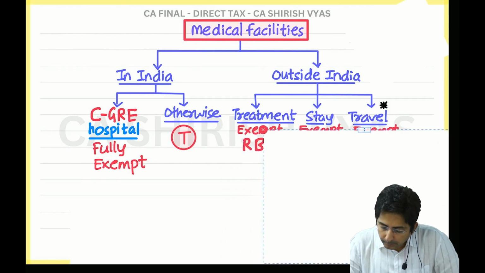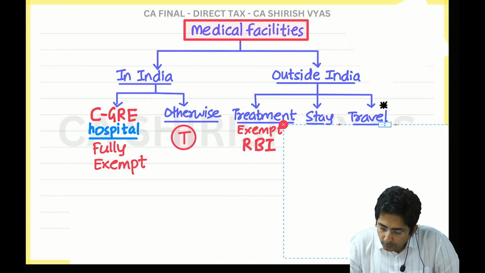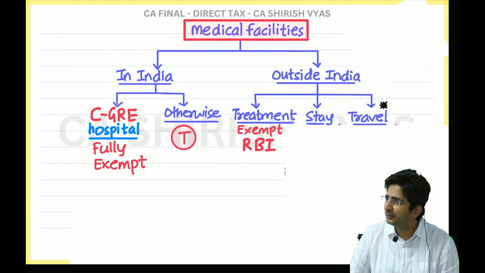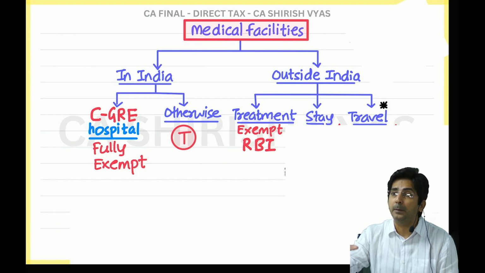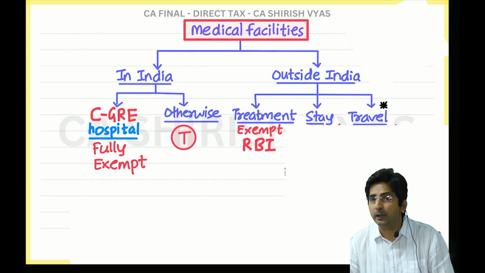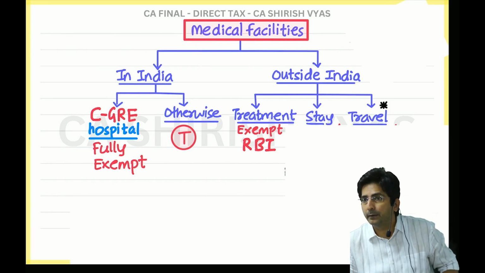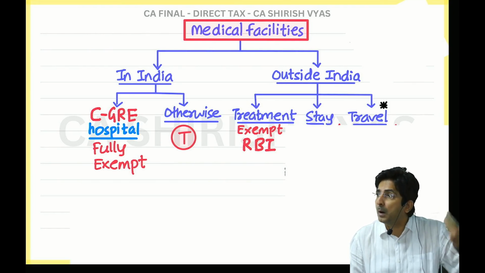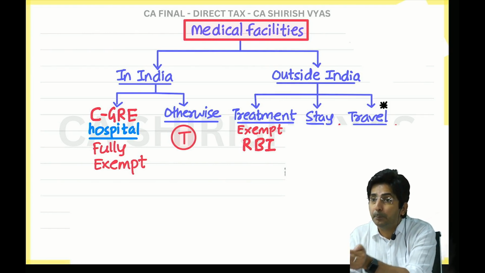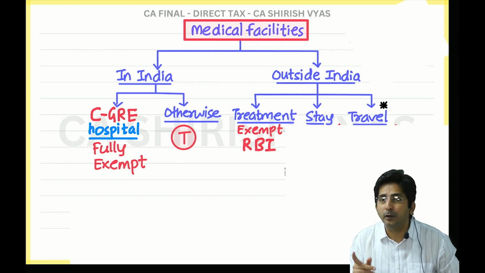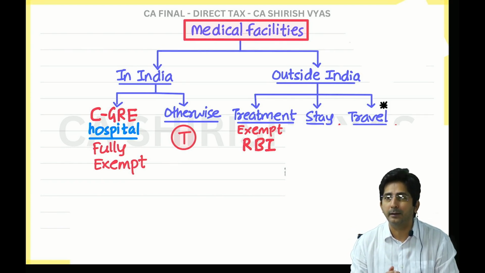But see, what is the rule for this? Look here. Benefit of treatment will be exempt to the extent permitted by RBI. Now why has RBI come here? What is RBI? Reserve Bank of India. So whatever RBI permits, that much will be exempt. Because in real life, you know what happens? If you want to go to London for treatment, can you use Indian rupees there? Or you have to use pounds? In London, you have to use pounds. But if you want to carry pounds from India, you have to ask RBI. What is RBI? Reserve Bank of India.